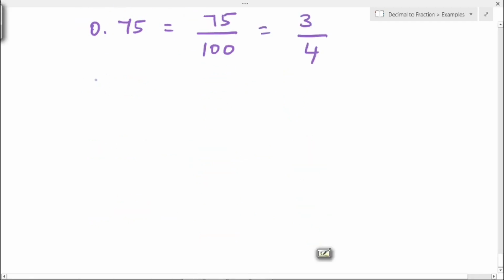Next, if we have three numbers like 0.002. Here, after the decimal point we have three numbers, right? 1, 2, 3. So we have three numbers.